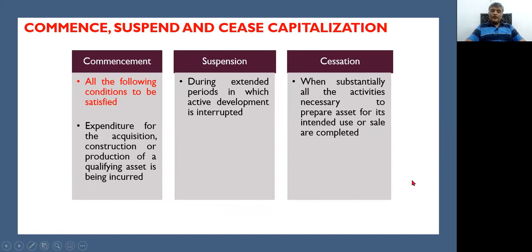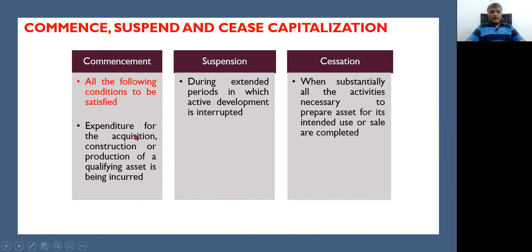The next important area is when to commence, when to suspend, and when to cease the capitalization. That's very important. Okay, sir, I understood everything, but when should I start the capitalization? When should I suspend, which means I should stop it temporarily, and when should I cease, which means stop permanently? So there are 3 areas to be discussed. Let's talk about commencement. When should I commence the capitalization? All the conditions must be satisfied.